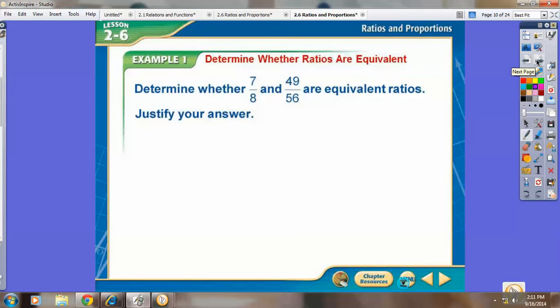The first thing we're going to do is decide if two ratios are equivalent or not. So this is how I want you to take notes. Into your notes, you're going to write example 1. Give yourself an organized place to reference later when you get home or you're working on homework and have questions. Example 1, we are trying to decide whether these two ratios are equivalent or not. So go ahead in your notes and jot down those two ratios that we are given. 7/8 and 49/56.